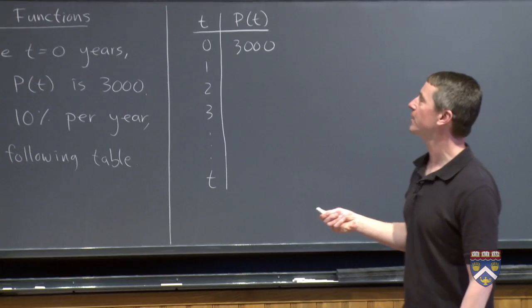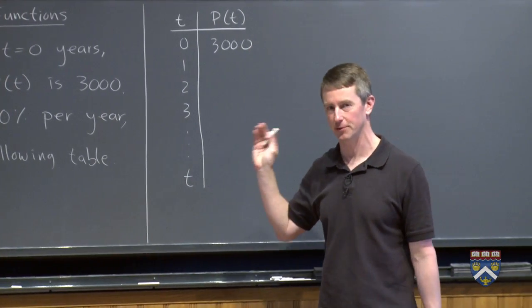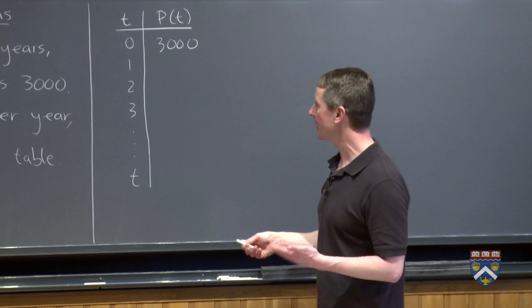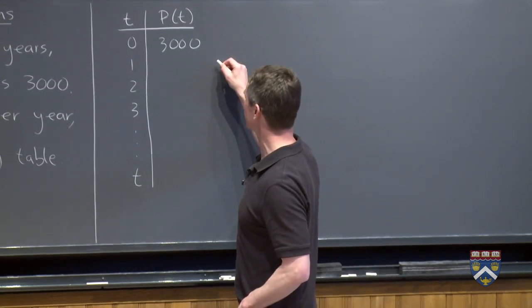So if you're like me, the way that you probably do this in your head is you say, what's 10% of 3,000? That's 300. I'm going to add that to the 3,000, and I'm going to end up with a total of 3,300 here.